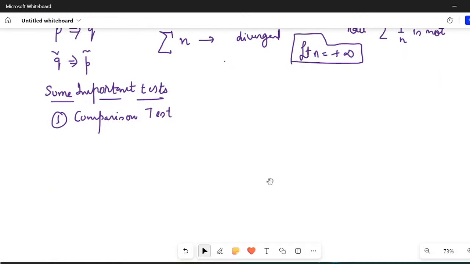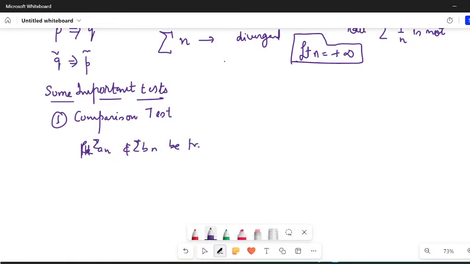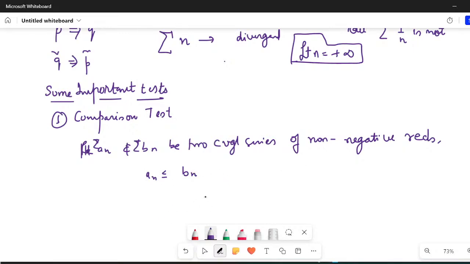So let us do this particular thing. So what does it say? It says, let summation an and summation bn be two convergent series of non-negative reals, that is, positive term series I'm talking, non-negative reals. Assume that an is less than or equal to bn for all n.